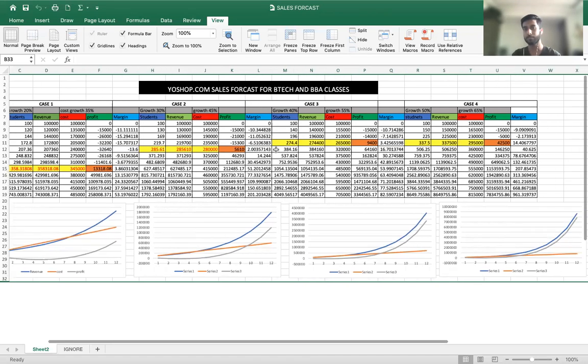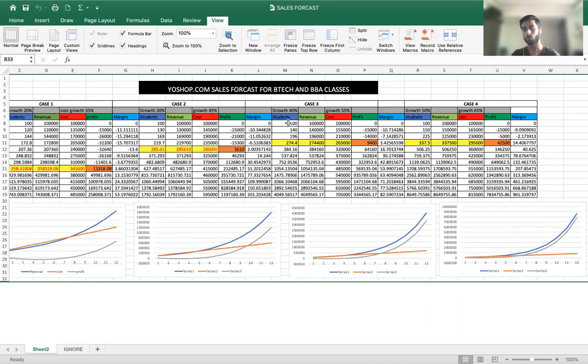In case 3, the student growth rate is 40% per month and cost is 55%. In this case we are adding two teachers every month. Considering this, by the fourth month of the year the company will reach break even and profit will be 9,400, and by the end of the year the company can generate up to 82% of profit, handling around 4,000 students. If we see case 4, then 50% growth in students every month.